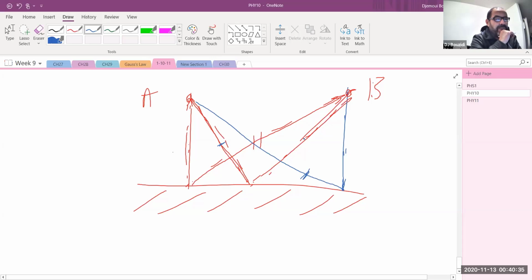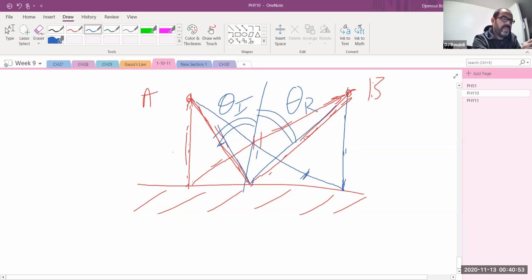It turns out the solution to this problem is somewhere in between, where these two distances are such that the angle of incidence, which is this angle, theta I, is the same as the angle of reflection, which is this one. So in a nutshell, the law of reflection works that way, okay?